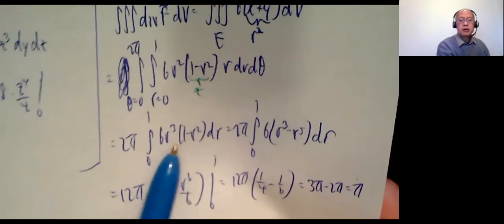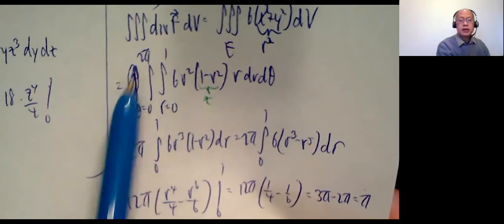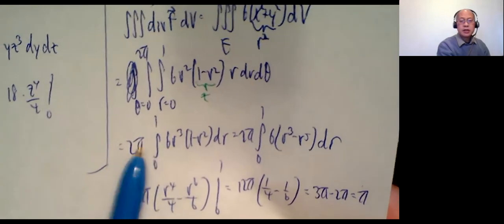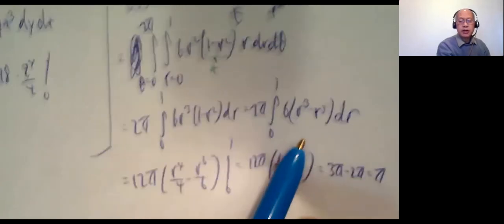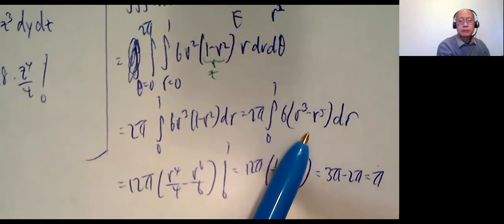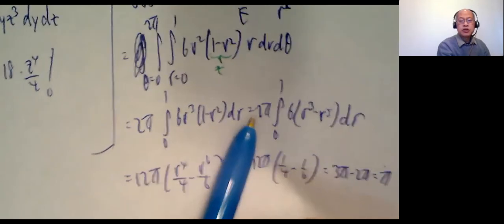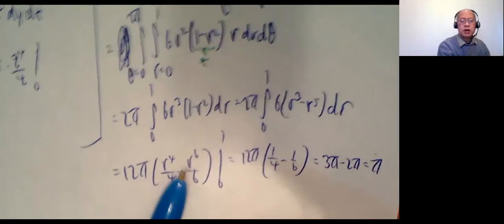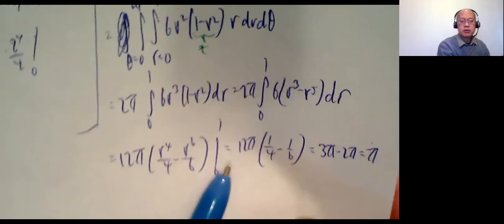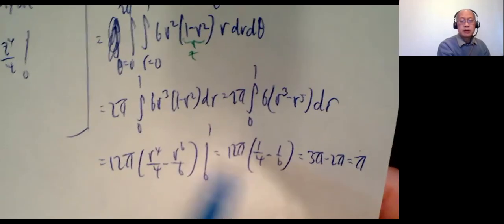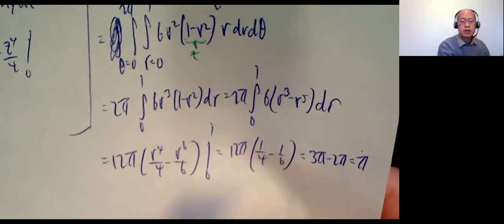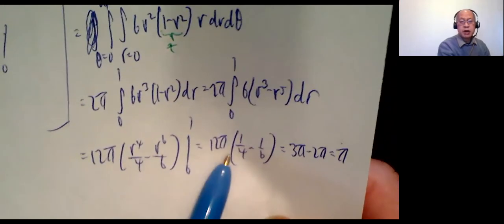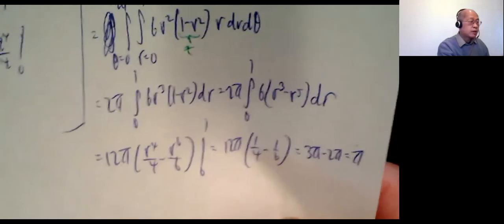Okay, so this thing doesn't depend on theta, so take out the 2 pi. Take out the 6, r cubed minus r to the 5th. Okay, 6 times 2 pi, 12 pi. Then the rest is easy. r to the 4th over 4 minus r to the 6th over 6 from 0 to 1. Plug in 1, 1/4 minus 1/6, plug in 0, you get 0. Okay, that's 3 pi minus 2 pi. So the final answer is pi.